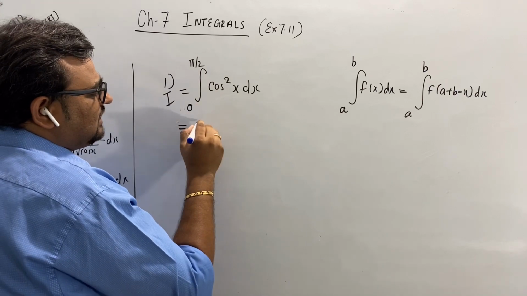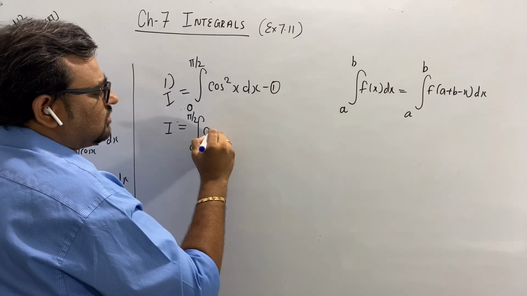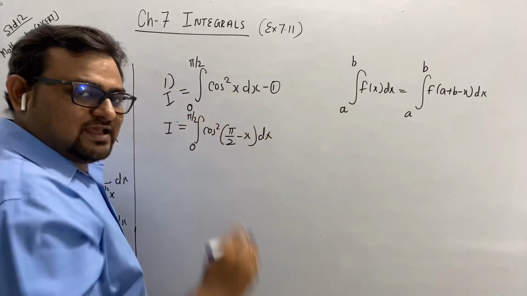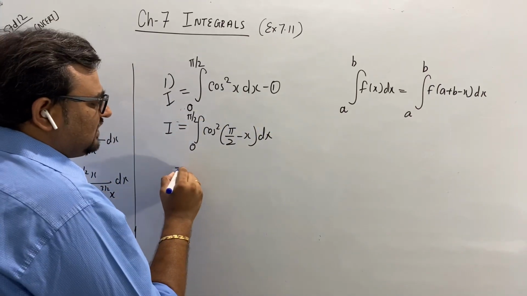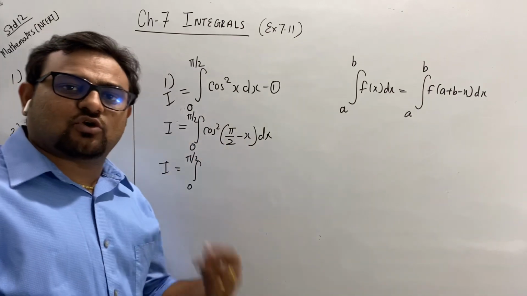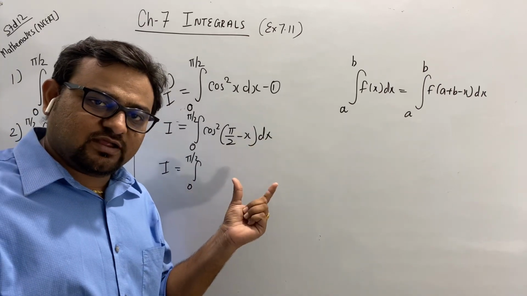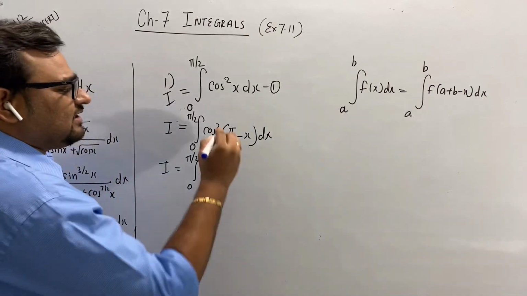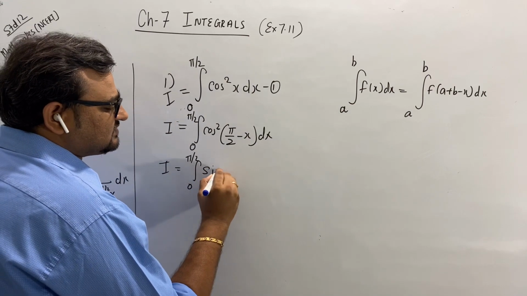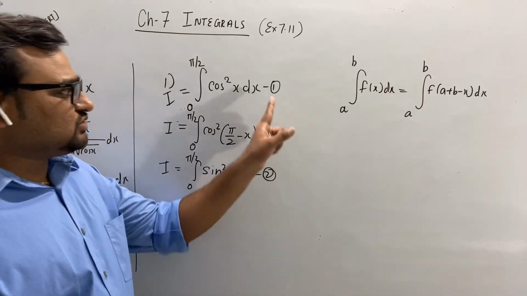So what will be our I? Integral from 0 to pi by 2, and also name this as 1. Cos square of pi by 2 minus x dx, instead of x. Now pi by 2 shift means cos will get converted to sine, and it's minus x, so first quadrant should be positive. However, it is a square, so whichever quadrant it will be always positive. So it will be sine square x dx. Name it as 2. So this is 1, this is 2.